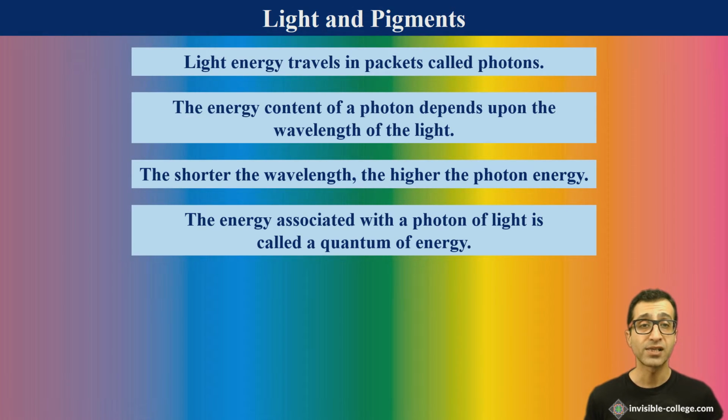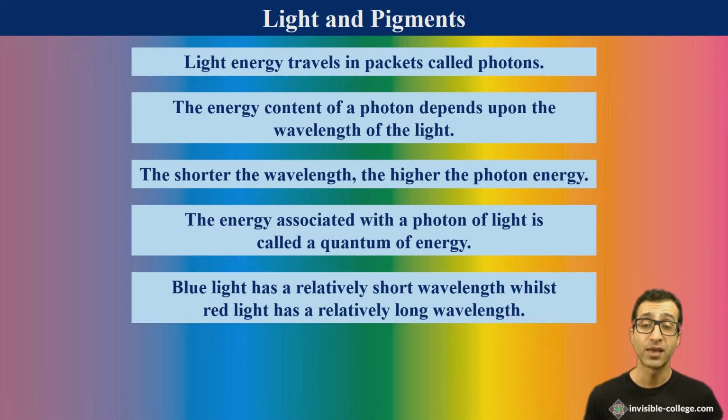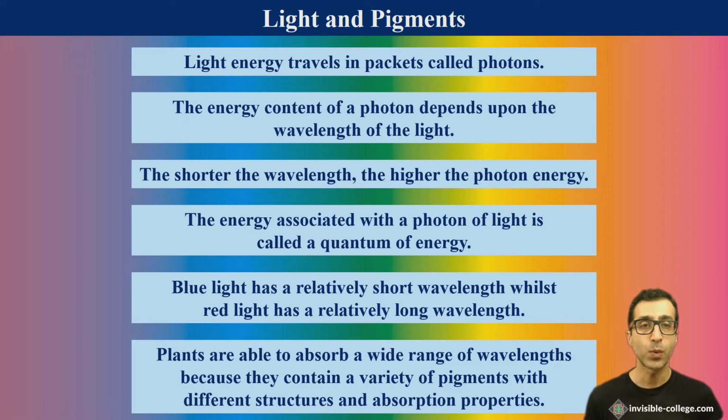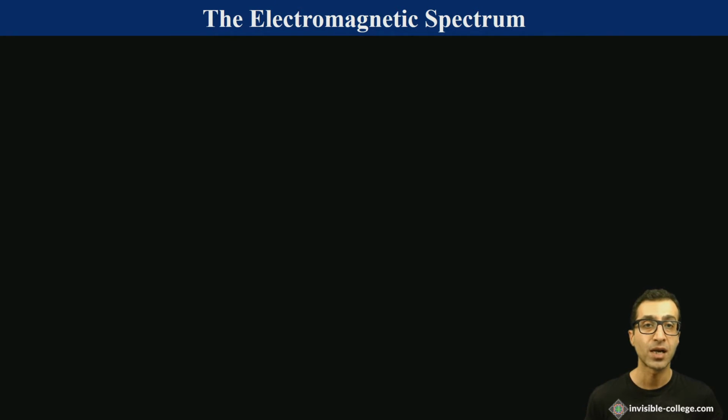So blue light has a relatively short wavelength, whereas red light has a relatively long wavelength, and consequently blue light carries the higher energy. Now, plants are generally able to absorb a very wide range of wavelengths because they contain a variety of pigments, or coloured chemicals, with different structures and absorption properties. So we're going to be looking at that, but in order to do that, let's just quickly make reference to a couple of basic ideas here.